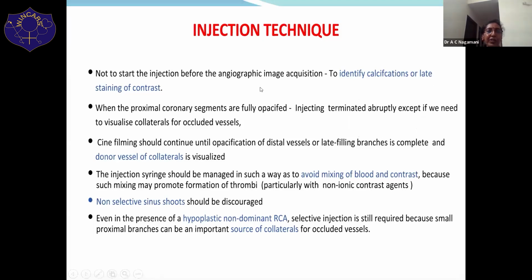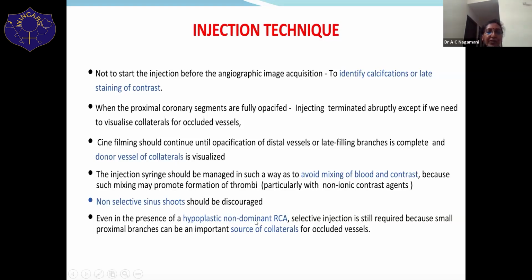The points to remember when you are injecting: do not start the injection before angiographic image acquisition, to identify calcification or late staining of contrast. When the proximal coronary segments are fully opacified, the injection can be terminated, unless we need to visualize collaterals. The cine filming should be continued till you start seeing collaterals or a venous phase. The injection should be managed in such a way as to avoid mixing of blood, and the syringe should be managed in such a way as to avoid mixing of blood and contrast, because this is thrombogenic. Non-selective sinus shoots should be discouraged.